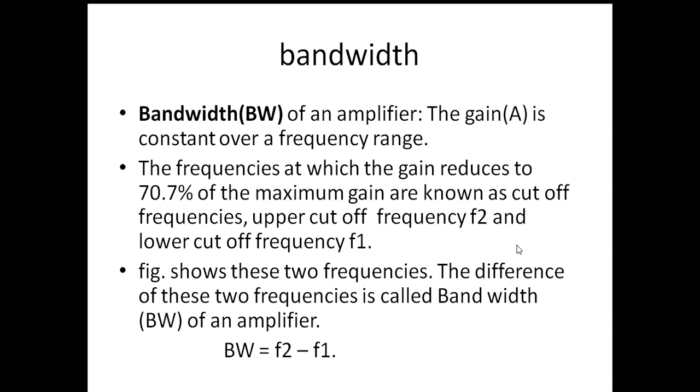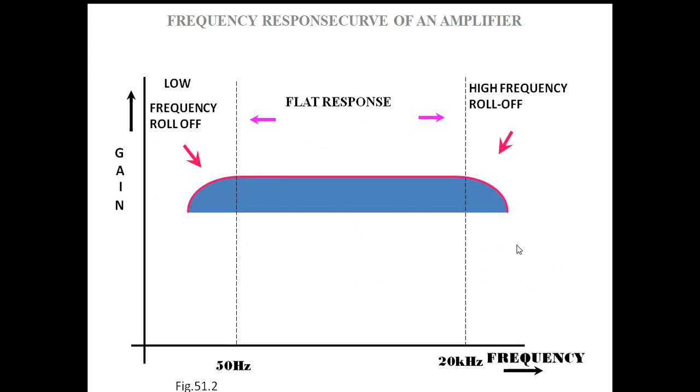Next, bandwidth. Generally we know what bandwidth is. Bandwidth is nothing but how much frequency band will be allowed through that network. That is nothing but bandwidth. Bandwidth can be calculated from the frequency response curve. So how can we draw the frequency response curve? We can draw it like this.